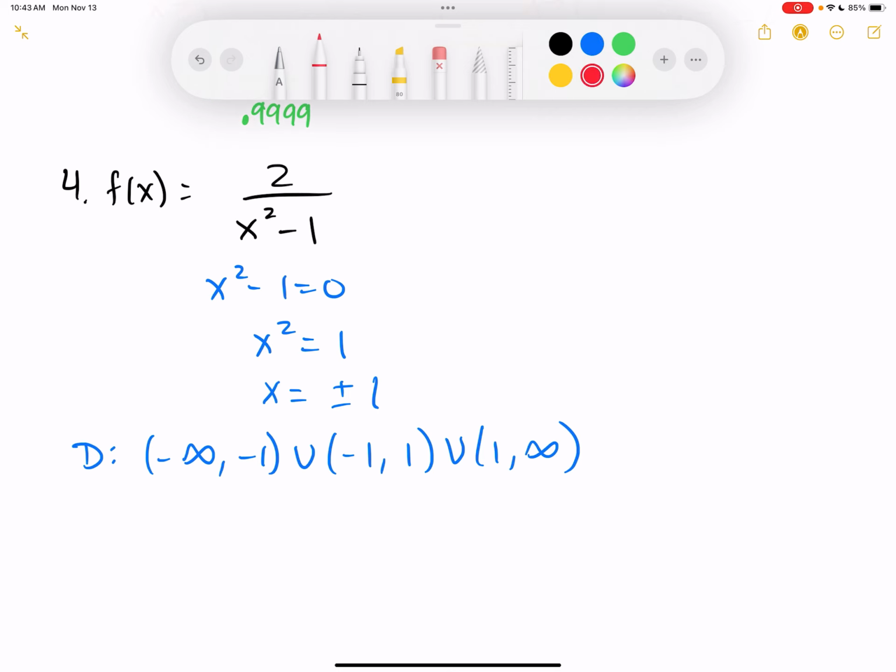So the limit as x approaches 1 from the left of f of x. So again, from the left, I'm looking at something like 0.999, so on and so forth. So I have a positive 2 divided by basically 0.00001, that's negative, okay? What happens? And what sign's going to be on it? A positive divided by a negative. Negative. So this one is going to be negative infinity.